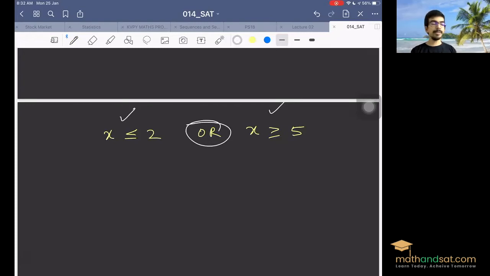When you're combining two inequalities using OR, what do you have to do? You have to take both solution sets. So can you suggest some solution to this compound inequality? Any number you can think of that will be a solution to this compound inequality? Please give me a number. Please try and think of some number that will satisfy this inequality. X less than or equal to 2 or X greater than or equal to 5.